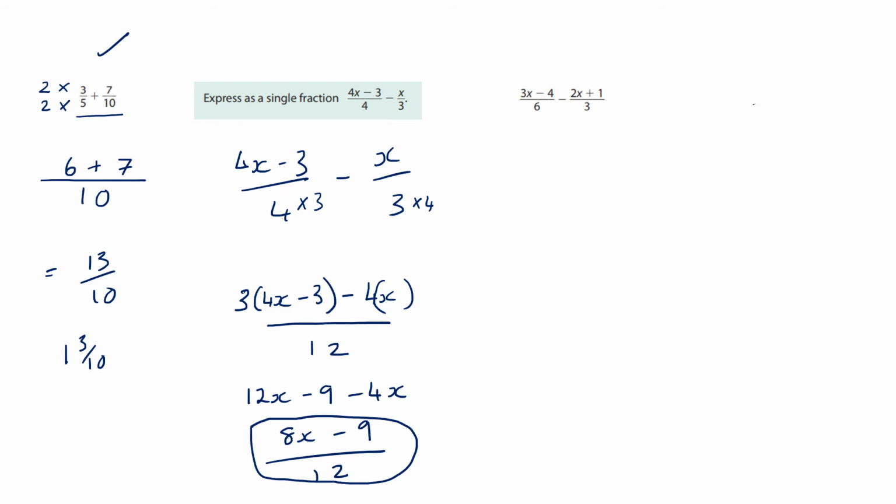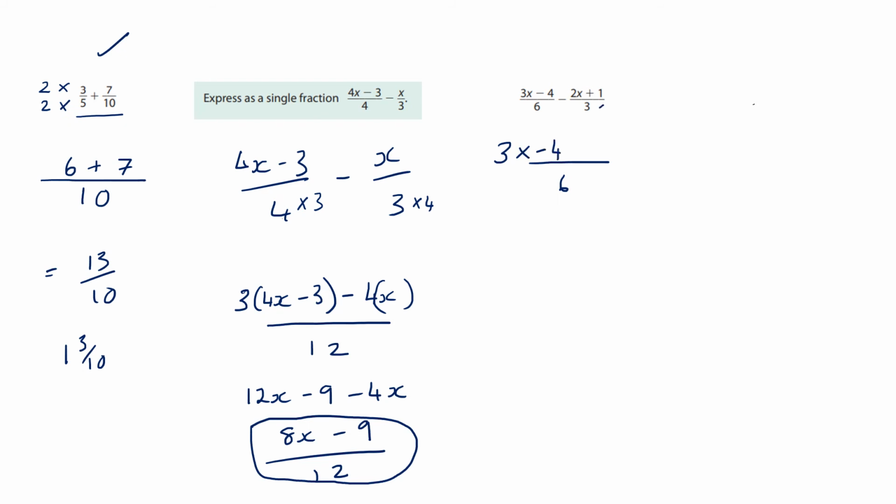Have another go over here. Again, you just want to express this as a single fraction. So you're looking at your denominators. Here you have 6 and 3, so your lowest common multiple is 6. Because this is already over 6, we don't have to do anything, like we didn't have to do anything over here with the 7 and the 10. We're going to leave it as it is, minus 4.